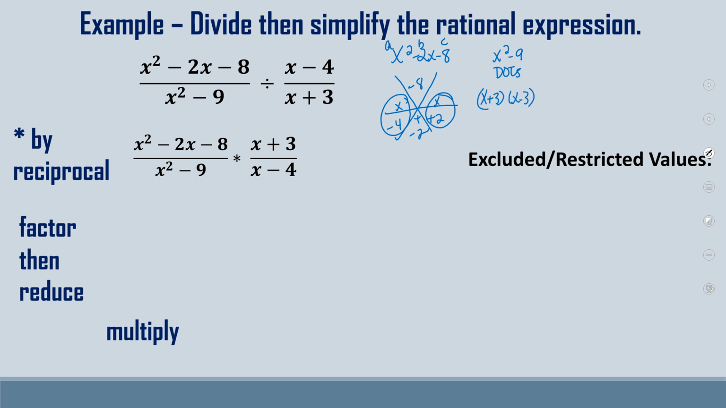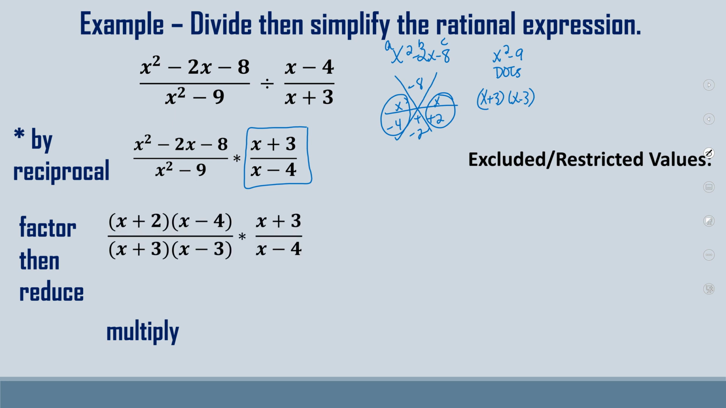Cool. And when we look at the terms in the second expression, x plus 3 over x minus 4, there's nothing to reduce with those. I can't factor anything out other than 1. Cool, I'm done factoring. So here are all of my factors. The first fraction had to have numerator and denominator factored. The second fraction did not.